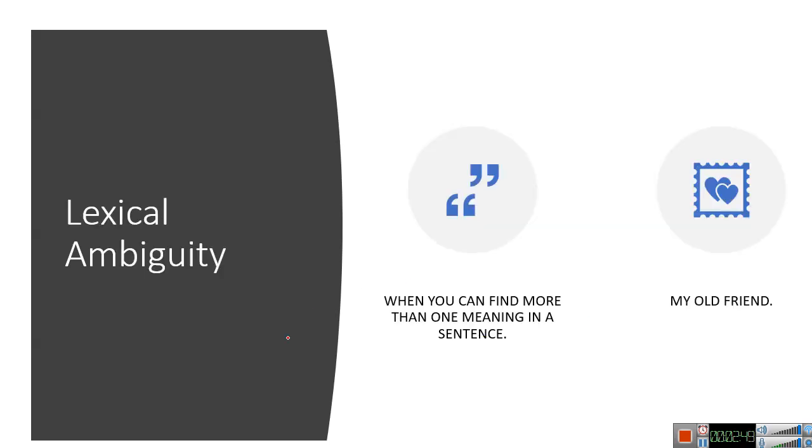There's also lexical ambiguity. That is when you can find more than one meaning in a sentence. Let's say, my old friend. That can mean that I have an old friend in age, or I have someone that I met a long time ago.